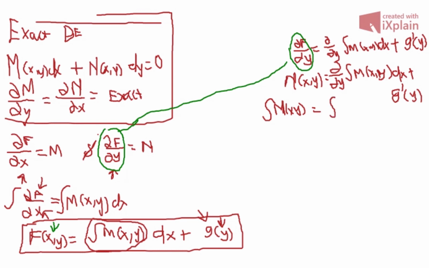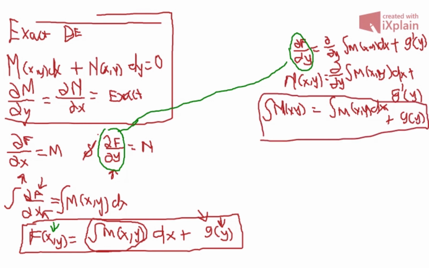We'll integrate n of xy with respect to y. Then plus here we'll have g of y. Right? Then from there, you solve for g of y here. After finding the solution for g of y, you just have to take this to this side. You have to say integral n of xy minus integral m of xy. Then they will give you g of y. Then you put the answer here.